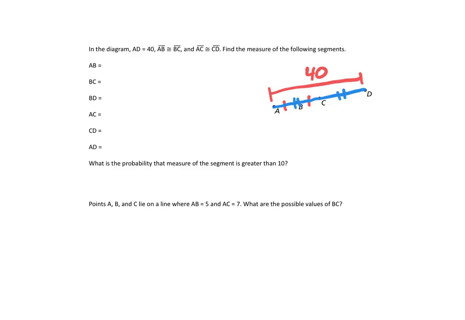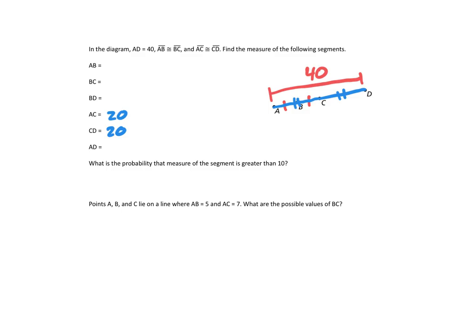Okay, so first up, if AC and CD are congruent, and this whole thing is 40, then what is the length of AC and CD? 20, okay? So AC is 20, CD is 20. You don't necessarily have to go in order.